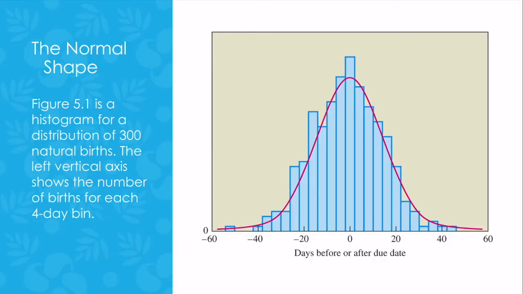Over here on the right is a histogram for the distribution of 300 natural births. The left vertical axis shows the number of each birth, so the frequency. And we can see that it fits this beautifully curved, normal curve, bell curve distribution.